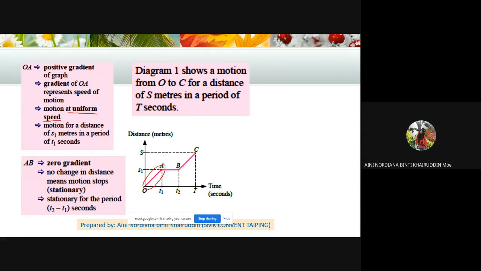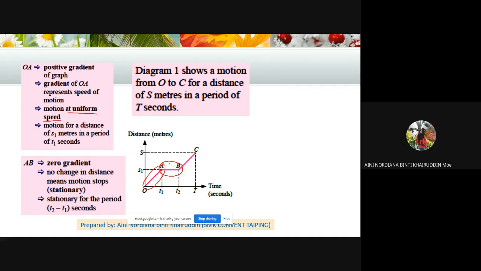Okay, AB, this one, AB, zero gradient. No change in distance mean motion stop, stationary. Maksudnya motion ni first from 0 to A, dia ada pergerakan, ada speed. Then from A to B, the motion or the object stop. Okay, the object stop. Stationary for the period T2 minus T1. Maksudnya dalam masa between T1 to T2 ni, particles ataupun objek ni berhenti.